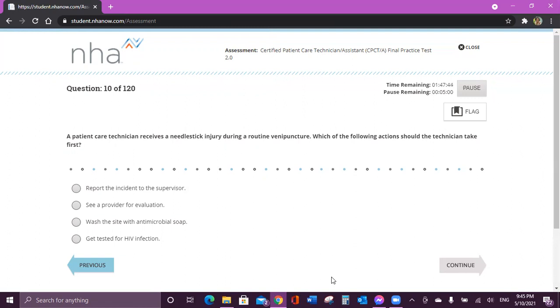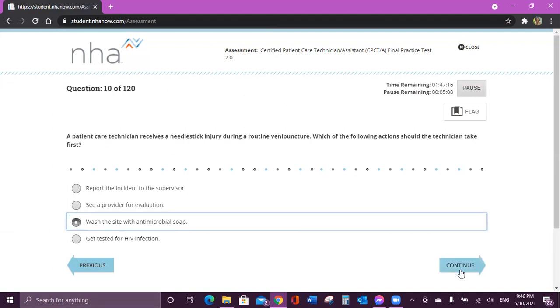A patient care technician received a needle injury during a routine venipuncture. Which of the following actions should the technician take first? Report the incident to the supervisor? No. See a provider for evaluation? No. Wash the site with antimicrobial soap? No. You have to wash, wash, wash.